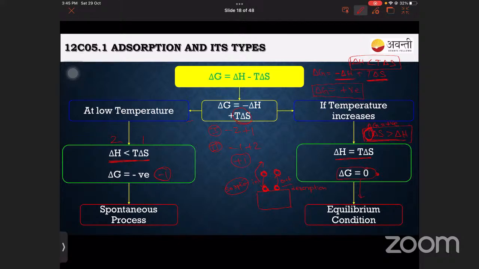Now why is delta H negative? Because energy is released during adsorption. And during adsorption, the gas molecules are adsorbed on the surface, which gives an entropy decrease, right? Yes or no? Entropy is decreasing, delta S value is decreasing. That is the reason minus T delta S was converted into plus T delta S, and plus delta H was converted into minus delta H. Are you understanding? JNV Mahe, is your doubt clear?